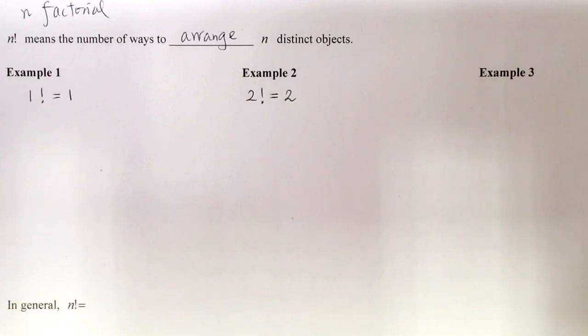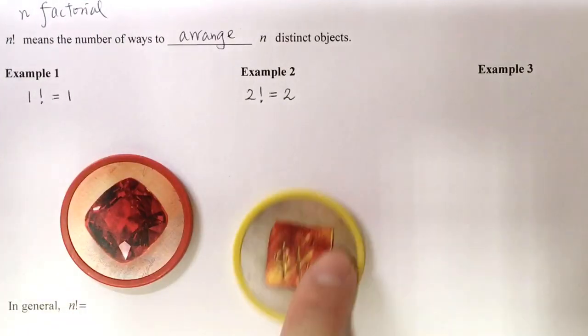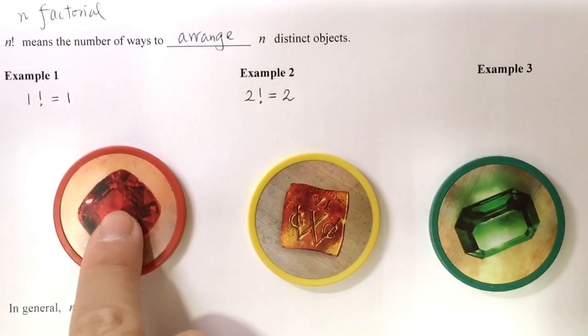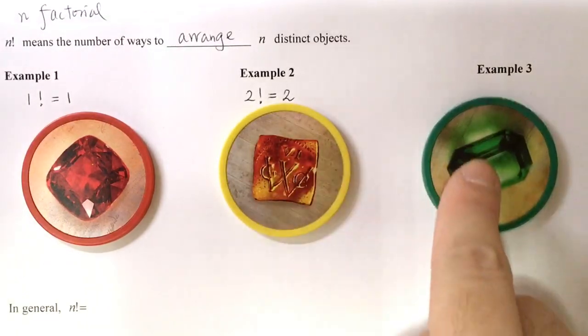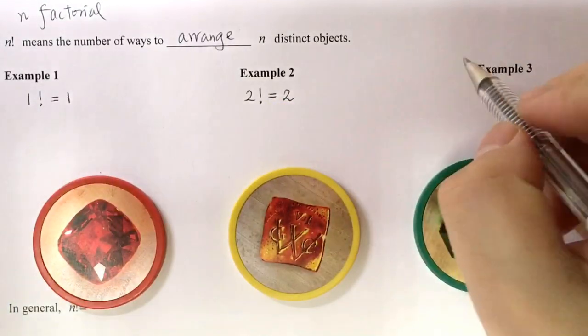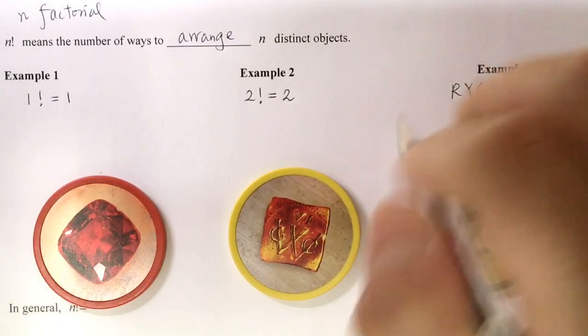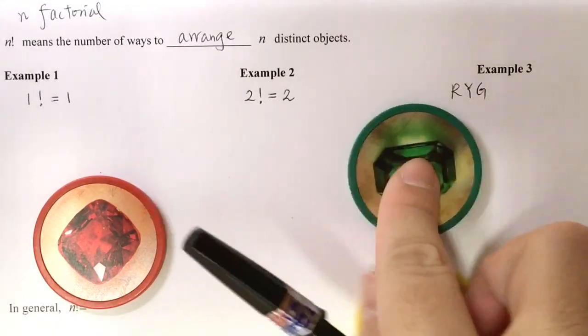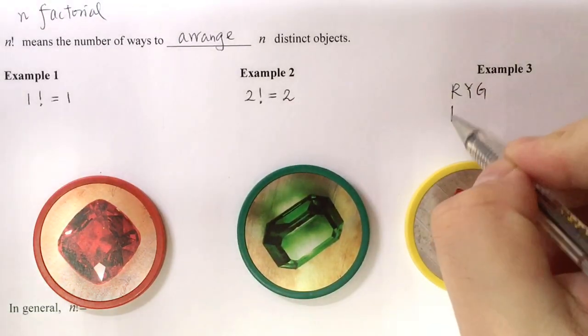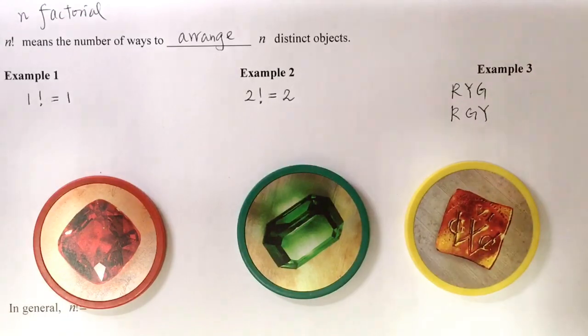Now what about 3? If we have 3 distinct objects, guess how many ways there are to arrange these 3 objects? So let's count it. Red first, then yellow and green. There's 1. Red, yellow and green, and then I reverse these 2, keeping the first one red. So we have red, green, yellow.